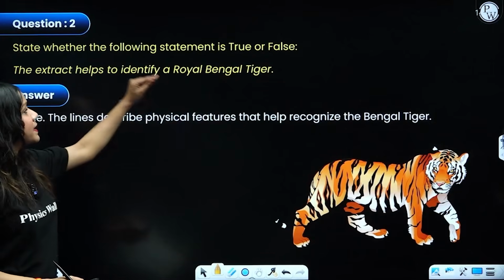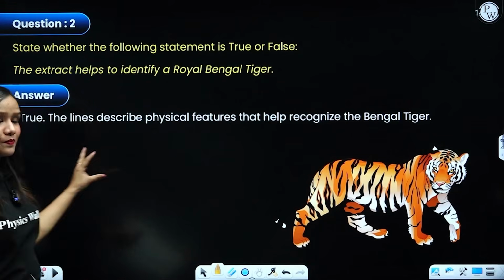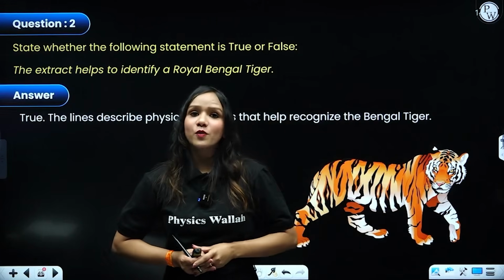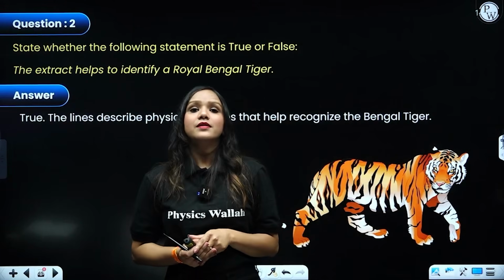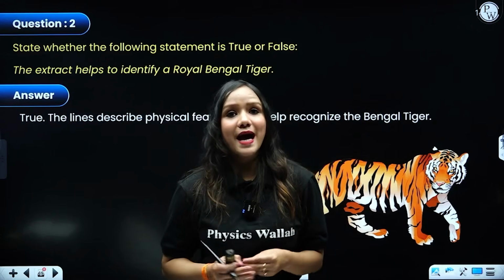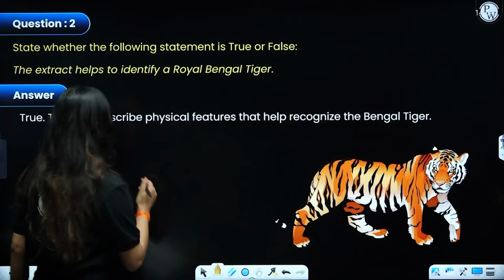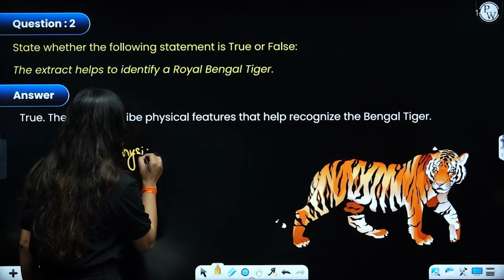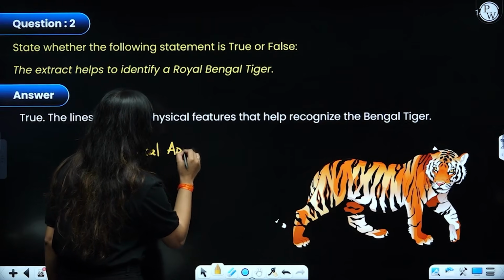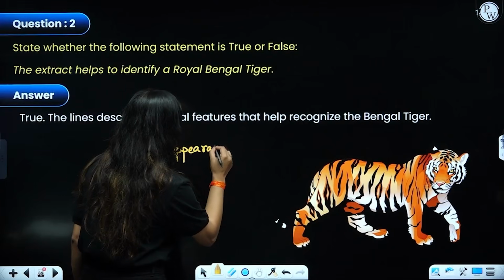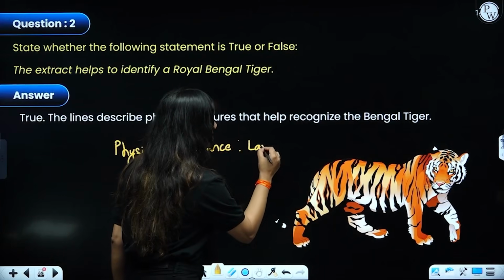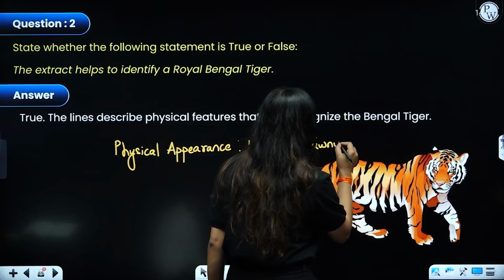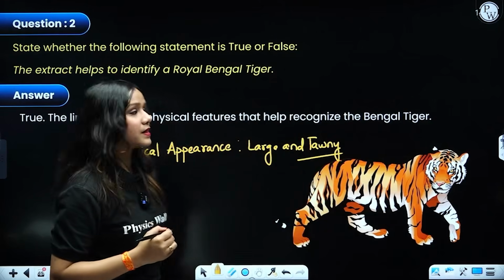Now, state whether the following statement is true or false. The extract helps us to identify a Royal Bengal tiger. True. It has been clearly mentioned in the stanza: if you come across a noble wild beast, which has what? This physical appearance, the one who is large and tawny, yellowish brown colored one, right?